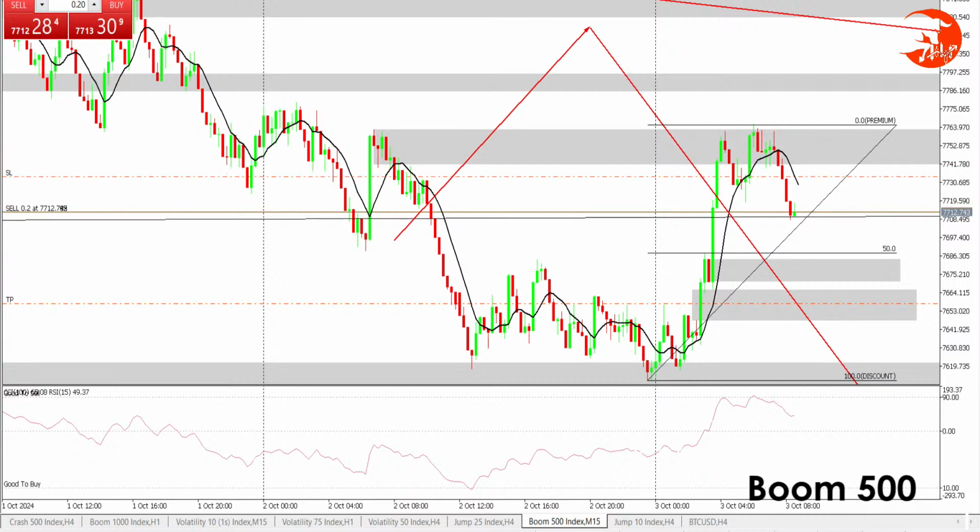Just above there, because I already have a double bottom, and this is the neckline. It may not reach my stop loss. When it makes a pullback here, it may not reach my stop loss. That's why I put it there.